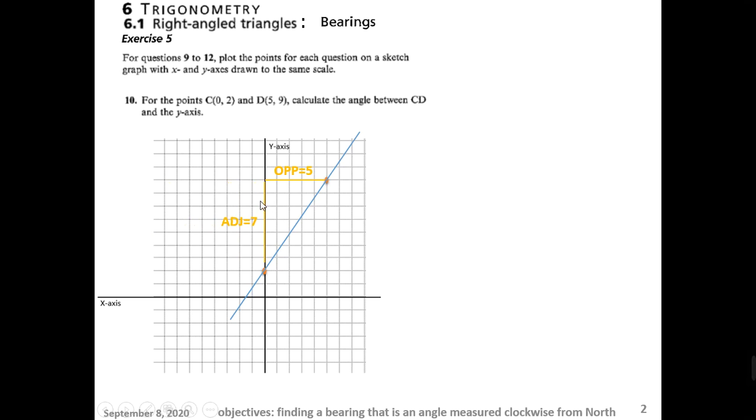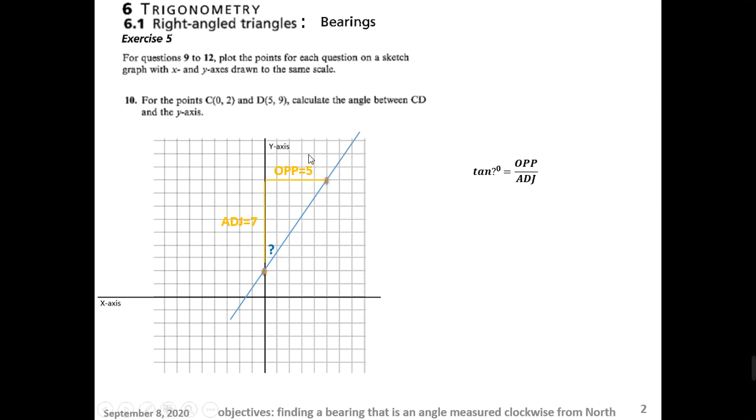And this side here is the adjacent. And why is it 7 units? Because if you start the counting from point C here, 1, 2, 3, 4, 5, 6, 7 units long. We have here a right-angled triangle. So this is my unknown angle.